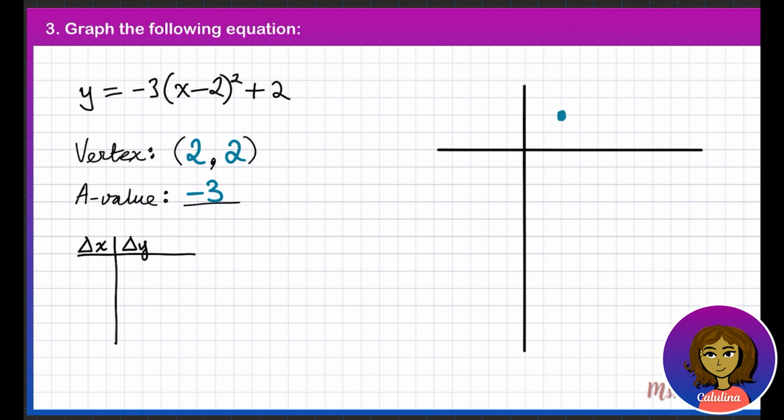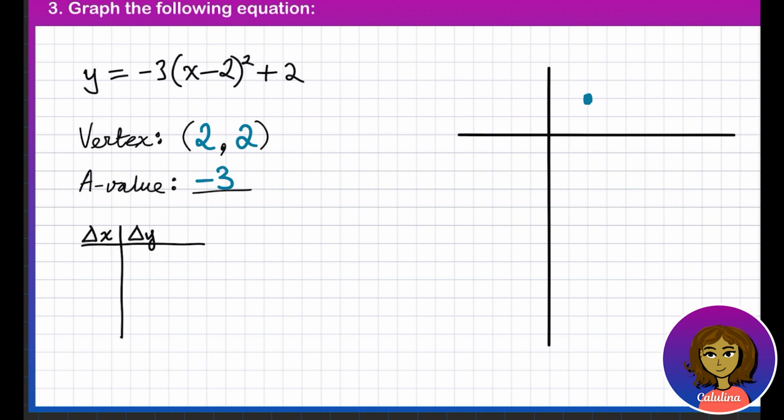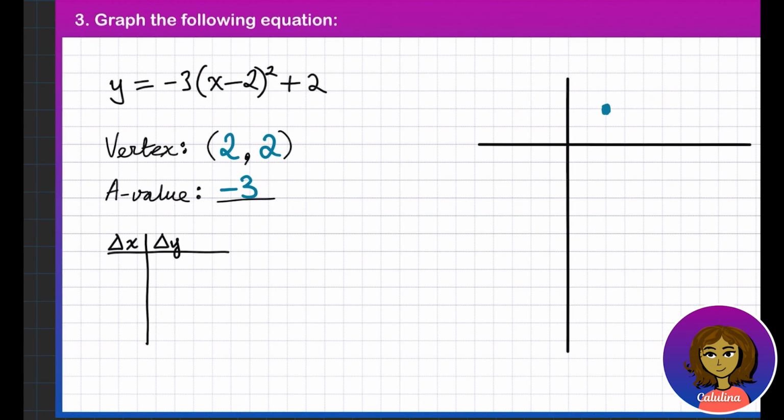Now we can figure out how much we have to go over and up or down. So on this chart, the delta x chart, we can put a 1 and a 2. Okay. And then for the 1, you're just going to do 1 squared. Oh, actually, wait, I'm sorry. You have to do negative 3 and then a 1 squared. Yes. And then for the 2, it's going to be the same thing. You do negative 3 and then 2 squared.